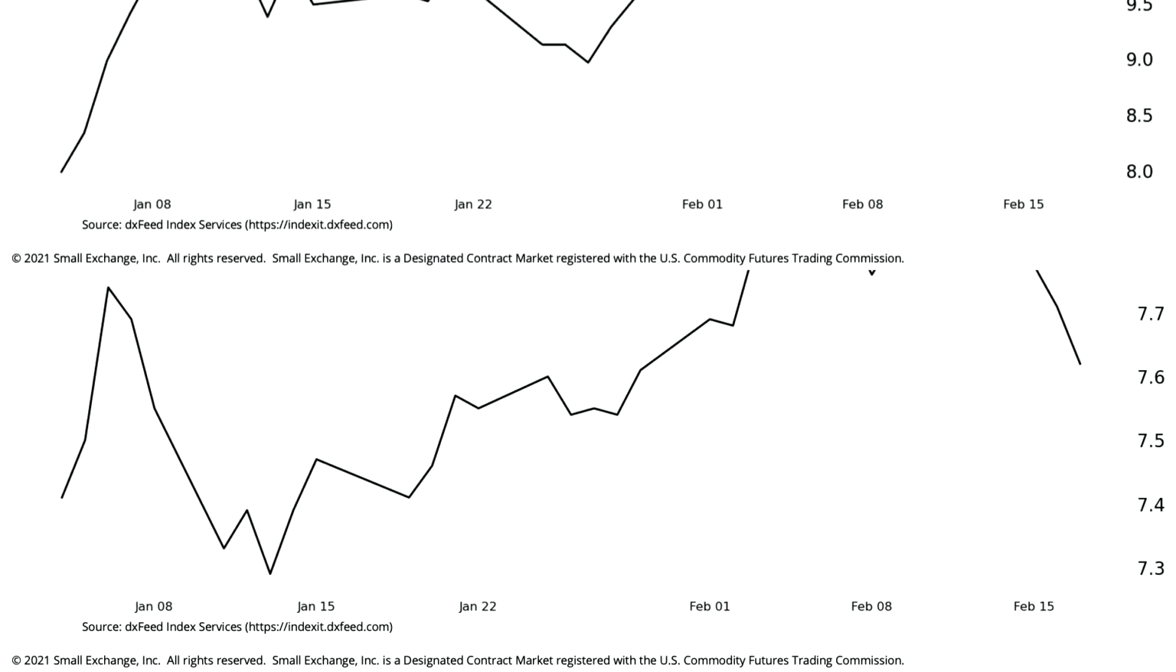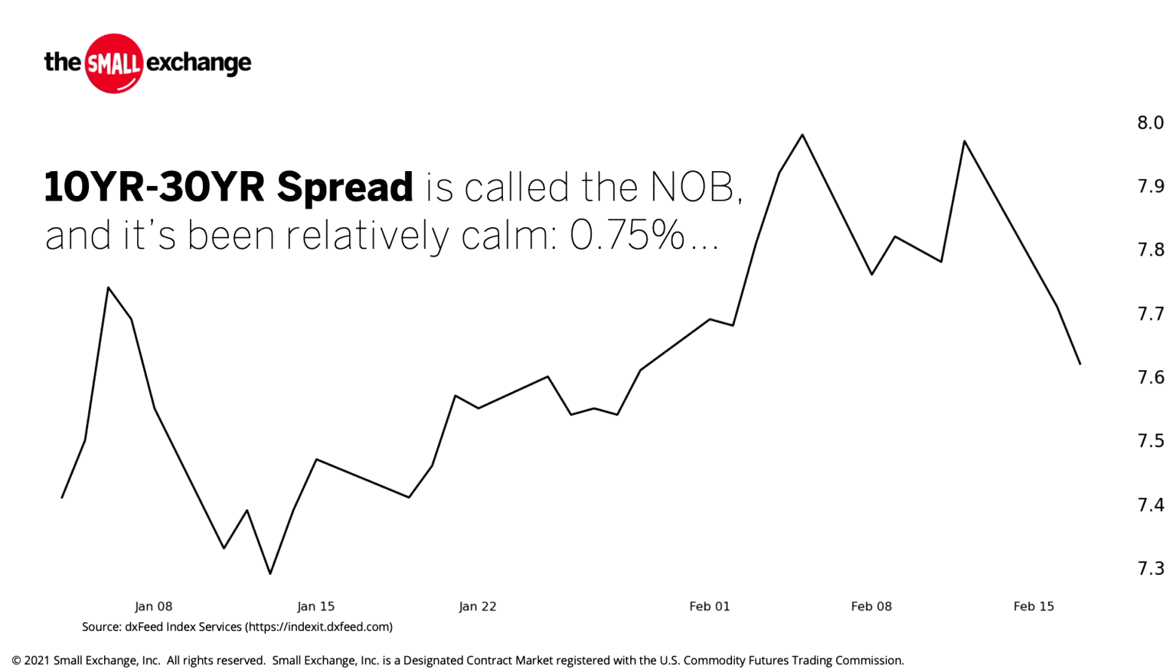And now I'll go over to, which is a cult favorite, the NOB spread, 10s, 30s. And why is it called the NOB? Well, traditionally, it's the 10-year note and the 30-year bond, and so it's notes over bonds. We'll still hang out with that nomenclature for the moment, but this NOB spread, you see, very different.